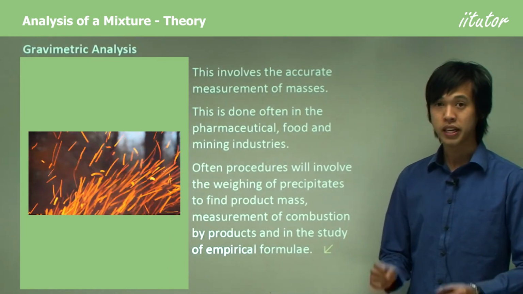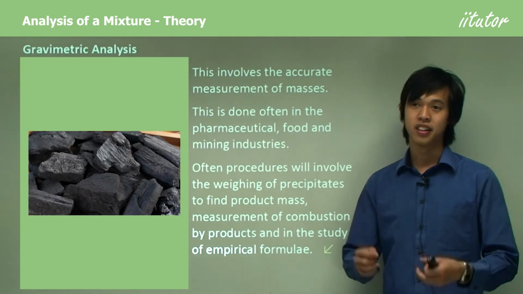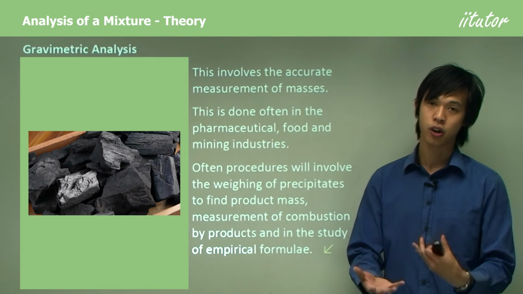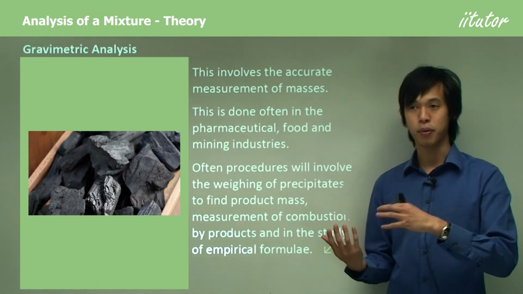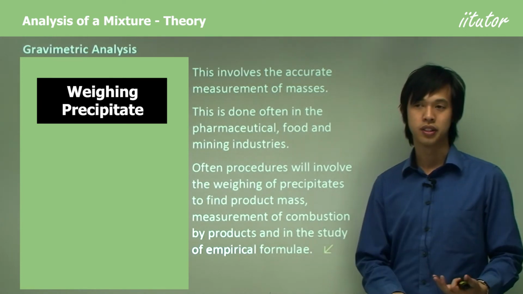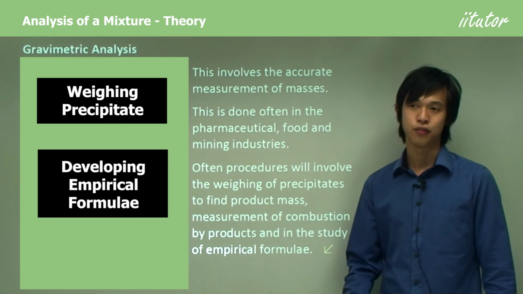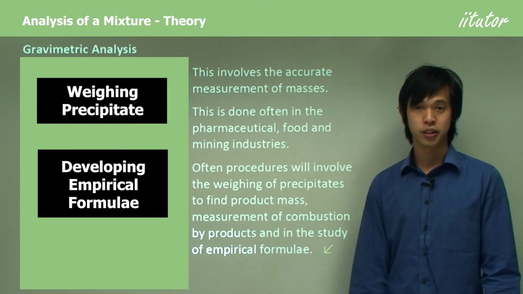For instance, if I took a piece of wood and I weighed it first and then lit it on fire, then took out all of the byproducts and weighed them, I could actually develop an equation or a formula for the chemical composition of wood based on my byproducts of combustion. So those are the 2 typical ones that you'll see: weighing precipitates and developing empirical formulas for complex fuels using combustion. So that concludes today's lesson on gravimetric analysis.